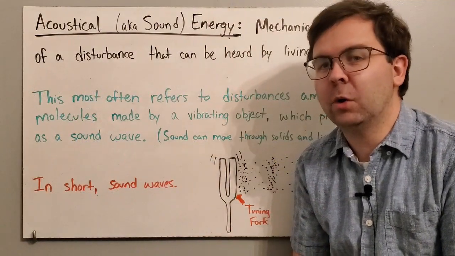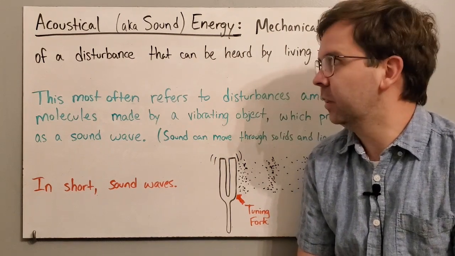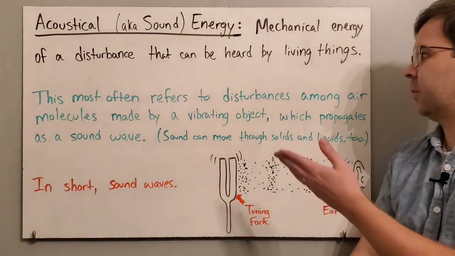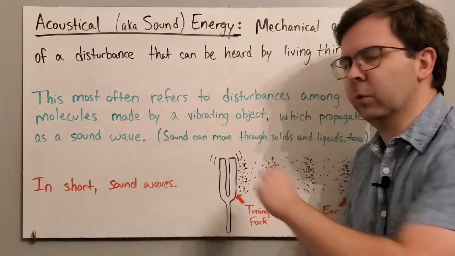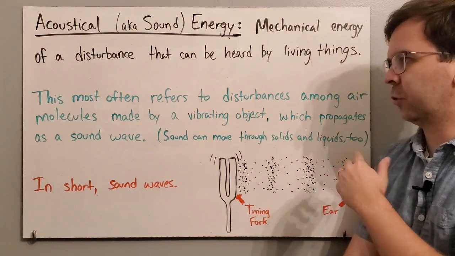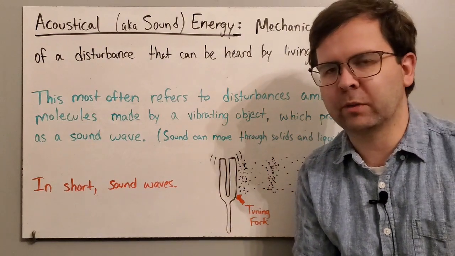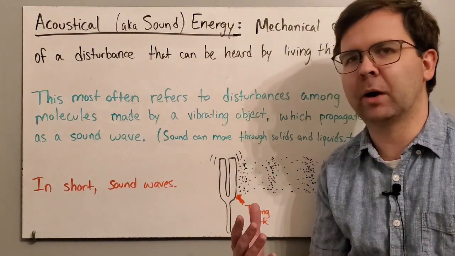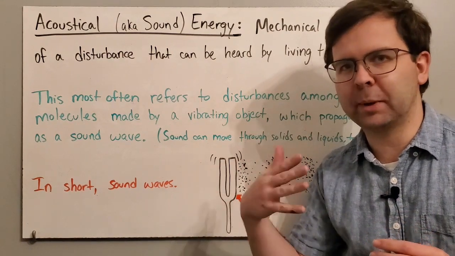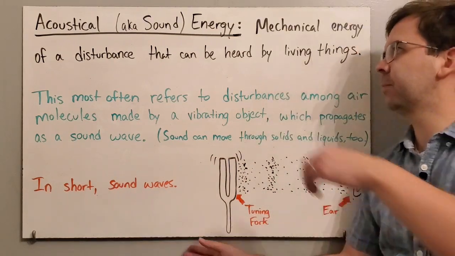Acoustical energy, or sound energy, is actually a type of mechanical energy that we can hear. It comes from a disturbance that most often is a disturbance among air molecules made by a vibrating object, which propagates or spreads out as a sound wave. Sound can also move through solids and liquids, but most often we're talking about sound waves that travel through the air molecules bumping into each other, passing along a wave disturbance.